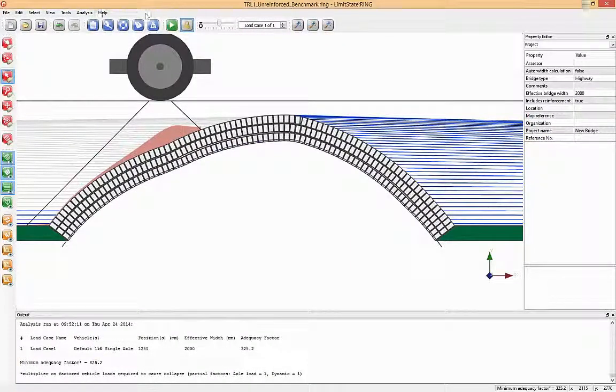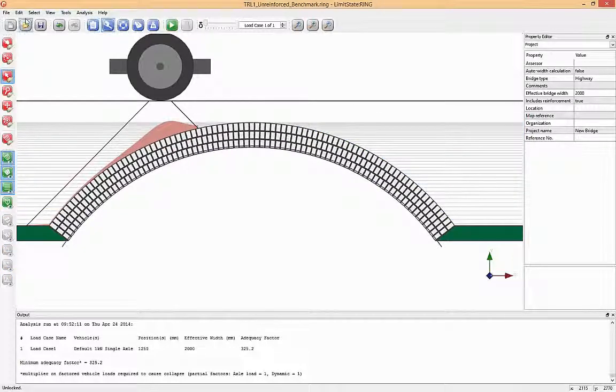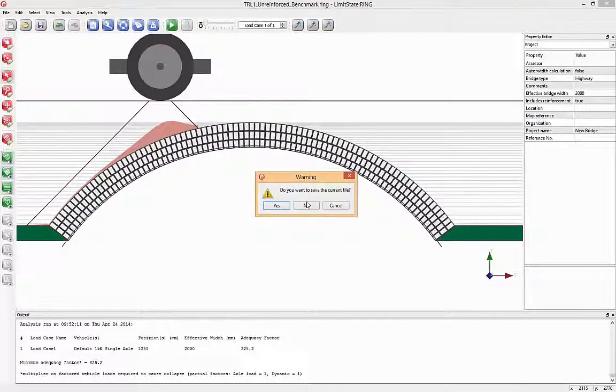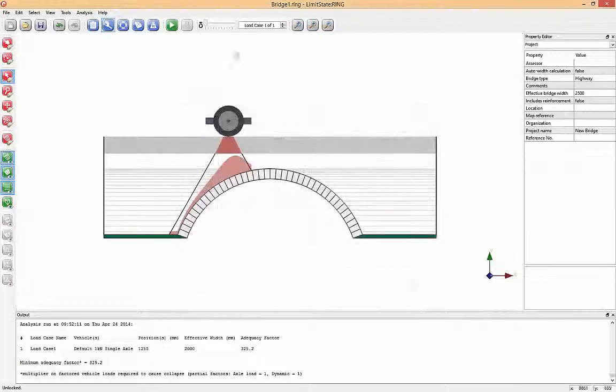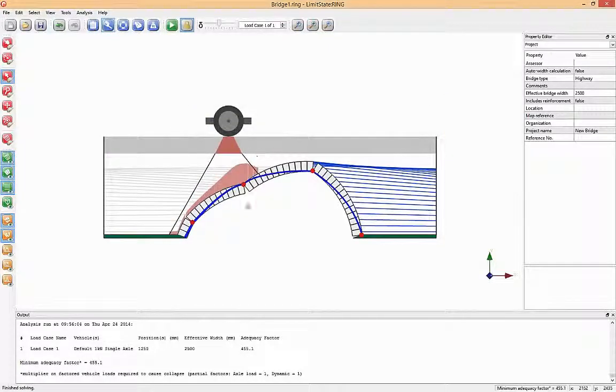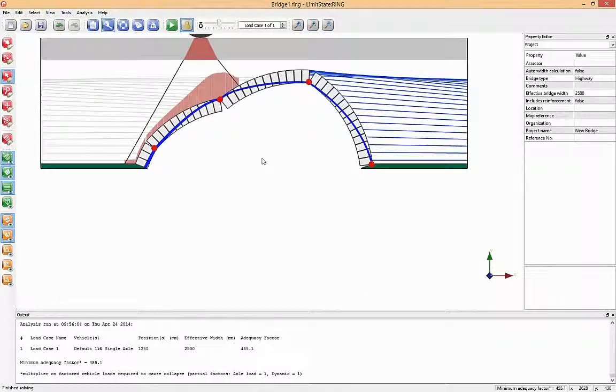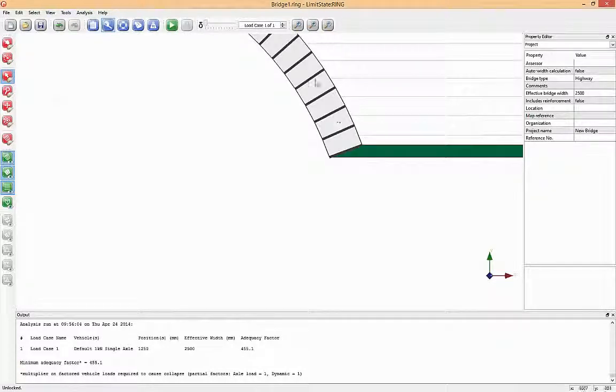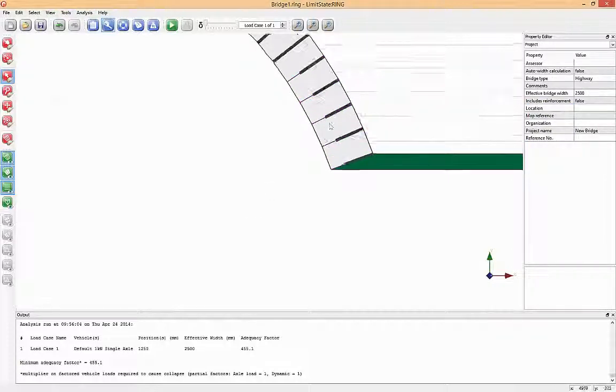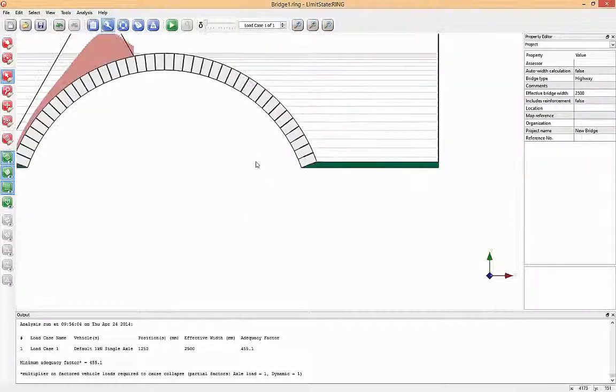I'll just create a new bridge very quickly and show how that can be done. So, supposing I had mortar loss, for example, around the right-hand support, I can simply select the areas where the mortar loss is. So, for example, suppose there was 100 millimeters of mortar loss, then I can model that there.